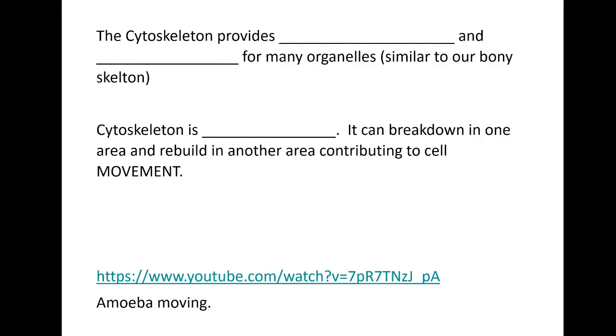Next, we talked about the lungs and the rib cage as an analogy, where the cytoskeleton provides anchorage, right? Keeps things located where they need to be, and reinforcement. Not spelling that very well, am I? Reinforcement for many organelles. And it's dynamic. It's ever-changing.